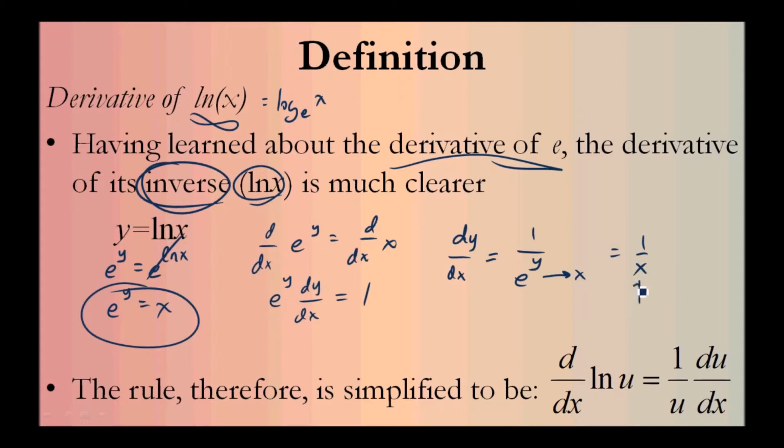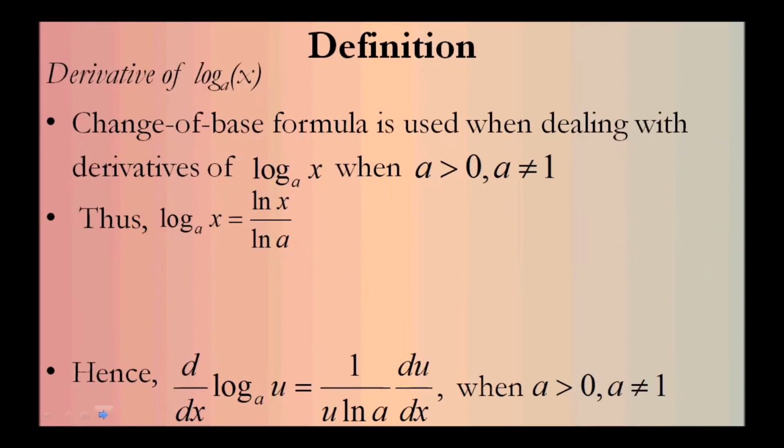where this x here is a differentiable function because it needs to be able to be derived here, and also where x does not equal 0, because 1 over 0 is undefined, and that's no good. So the rule, therefore, is simplified as derivative of natural log of u is equal to 1 over u times the derivative of u. Another logarithmic function is in the form of log base a of x.